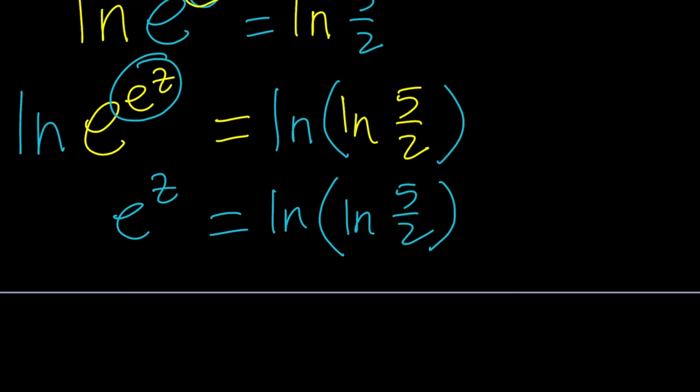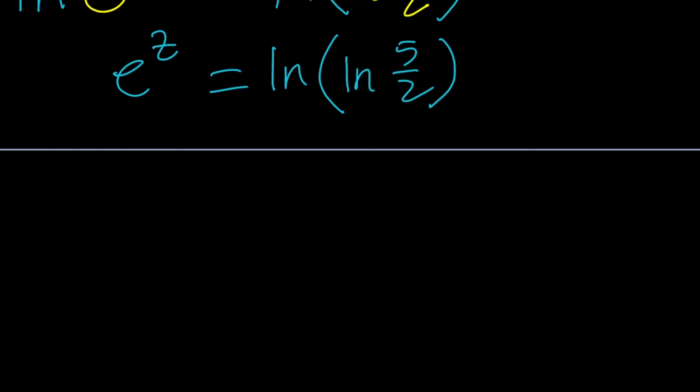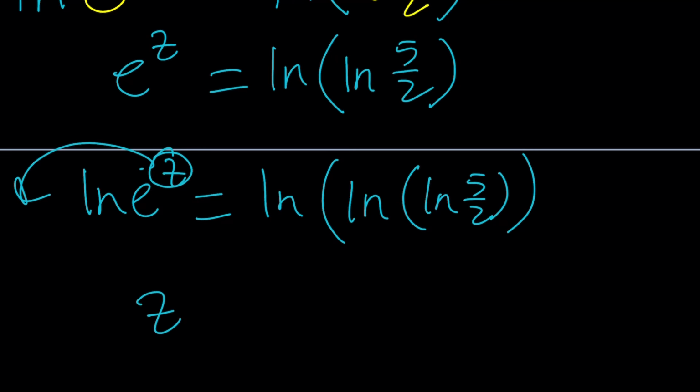And again, what is so significant about this? Like, you can just ln both sides one more time, and ln e to the z is ln 5 halves, right? What is so difficult about it? Like, you just make a big deal out of this and z equals that. Okay, here's the problem. Houston, we have a problem. Let's go ahead and find out what the problem is.